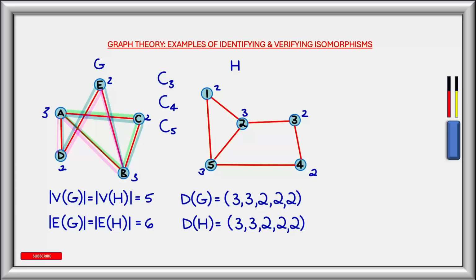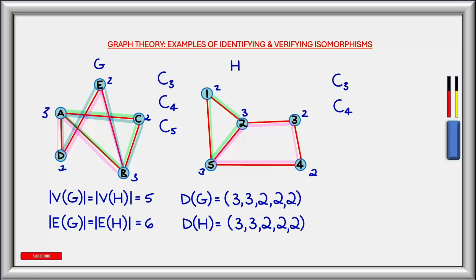So a C5 cycle. And moving on to graph H, we can begin at vertex 1, travel to 2, then on to 5, and back to 1 again. And so that's a cycle of length 3. So a C3 cycle. Next, we can start at vertex 2, move on to vertex 3, from 3 to 4, from 4 to vertex 5, and then back to vertex 2 again. And that's a cycle of length 4, so a C4 cycle.